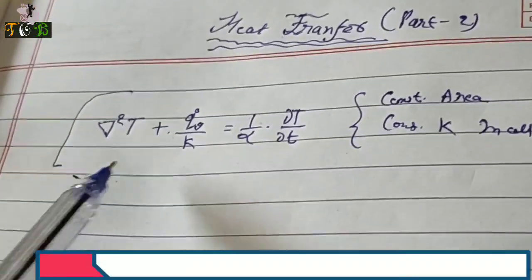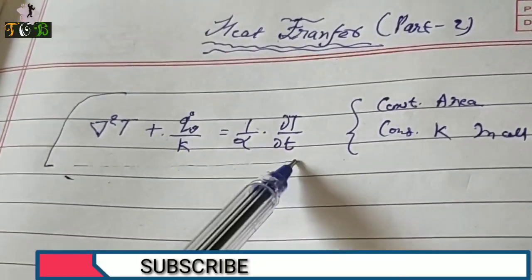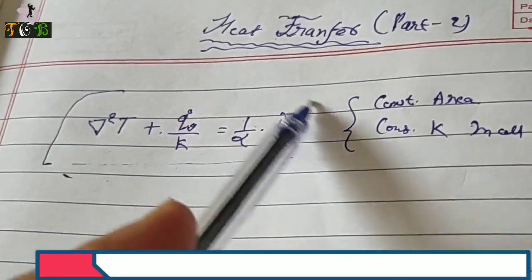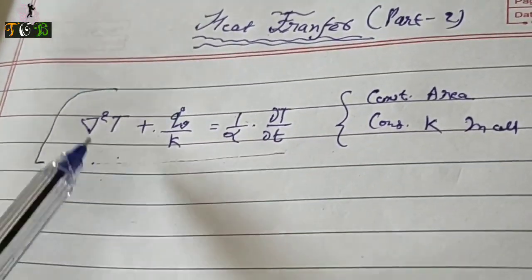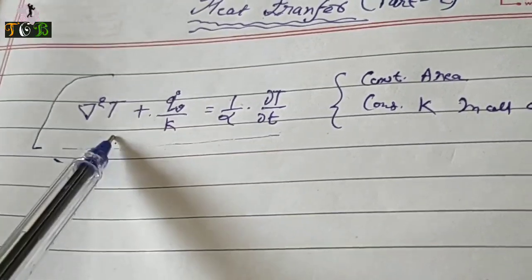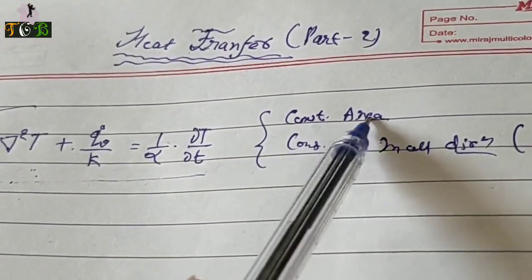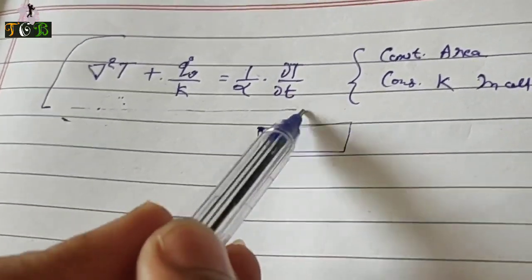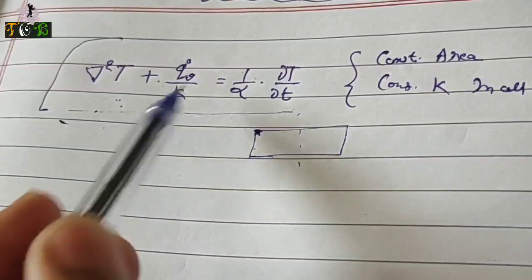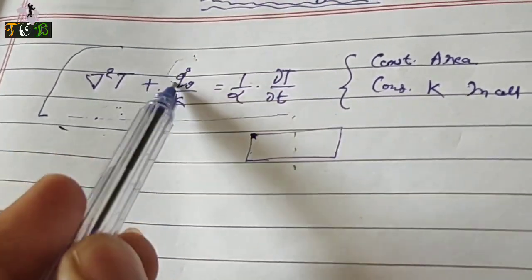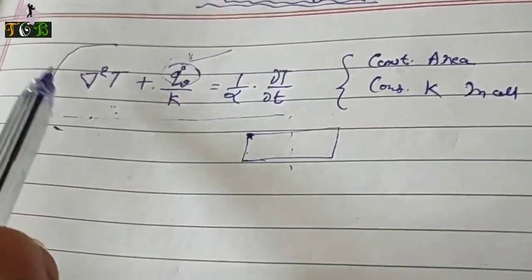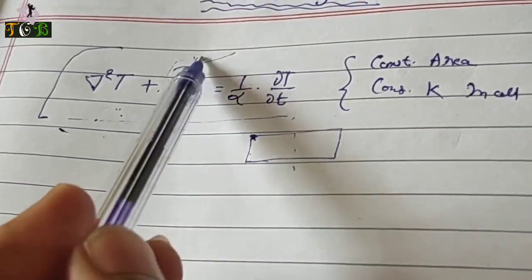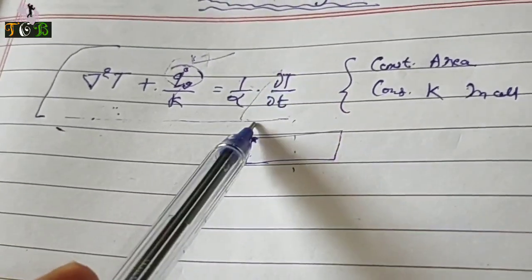Okay, so in the first part we saw this equation and we got the derivation of this equation. We derived this equation and we saw the application of this equation for cases where the area is constant. So this equation is applicable for a slab, okay? And we also saw what will happen if heat is being produced in it, and what will happen when there is no heat generation and there is steady state, okay?